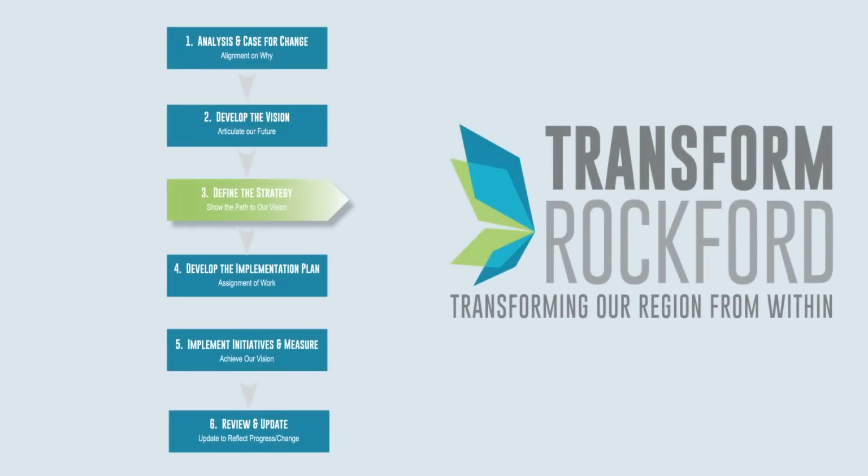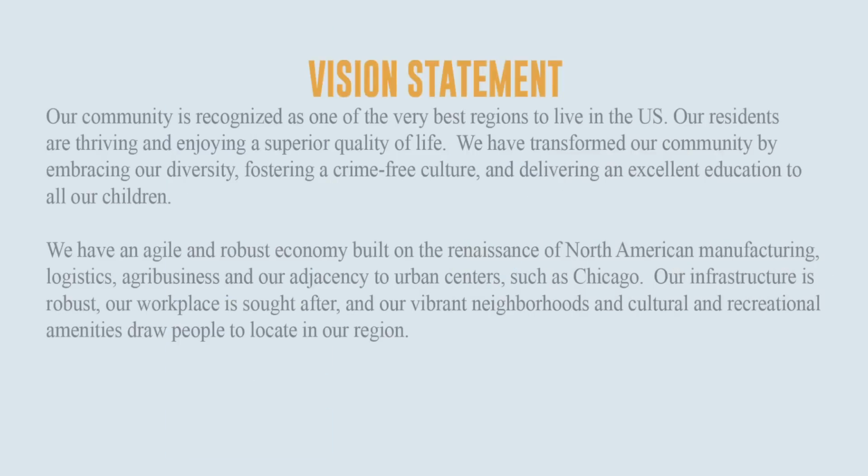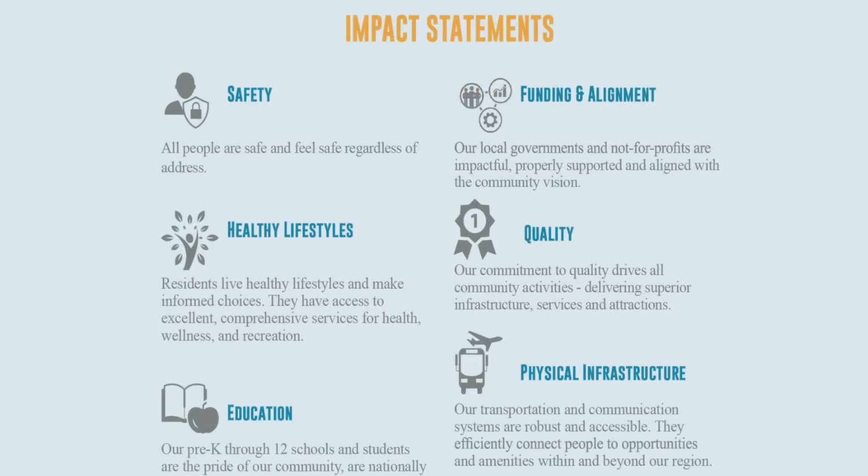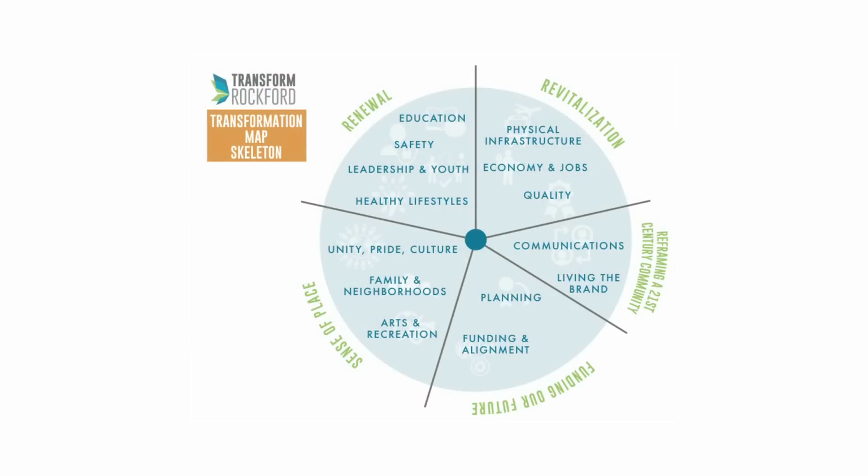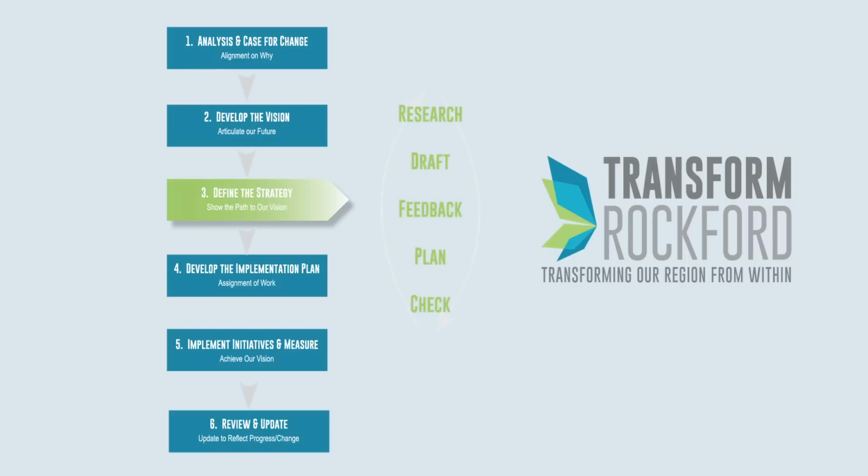Step 2 is developing the vision, where the community was involved in vision input sessions, and we drafted and finalized our vision statements and our impact statements and created the transformation map. Now we're in a phase where we're building the strategy to support that transformation map, which will be followed by developing the implementation plan, implementing those measures, and of course reviewing those results.